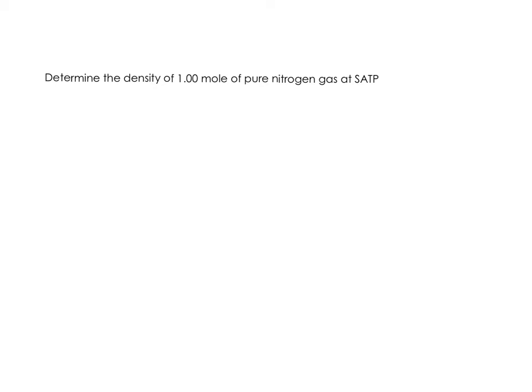All right, determine the density of 1 mole of pure nitrogen gas at SATP. So standard ambient temperature and pressure. So the temperature is 25 degrees or 298 Kelvin. The pressure is 100 kPa. We know we've got 1 mole. We want to figure out the density. Well, there's no density formula in this.